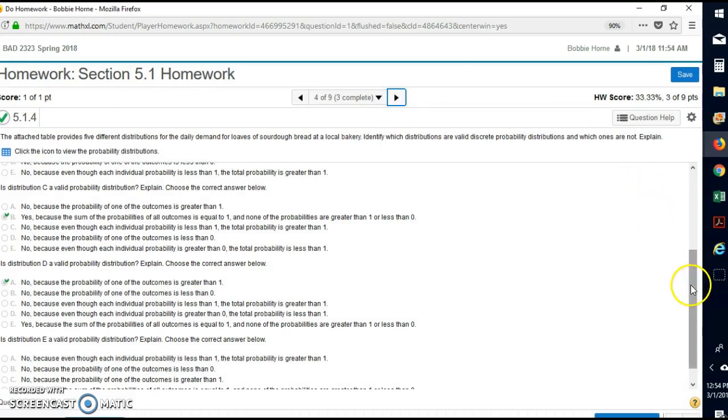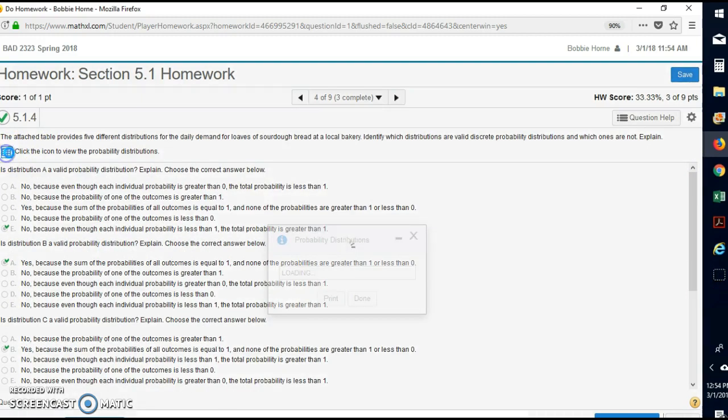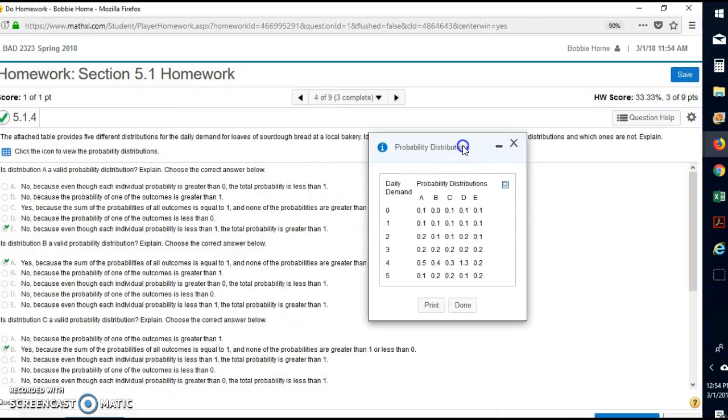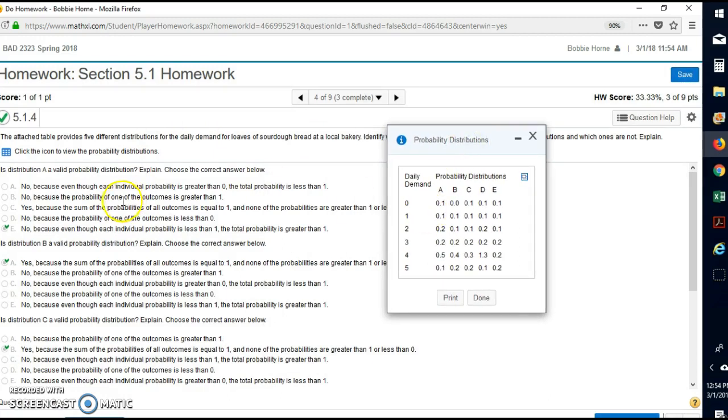Now, for question number 4, you're looking at this table, and you're trying to figure out, is it a valid probability distribution? So is distribution A a valid probability distribution? Well, first of all, is each probability greater than 0 but less than 1? Yes. Now, if you add these up, do they add up to be 1? Well, that's 2, 4, 6, 11, 12. That would be 1.2. So no, because even though each individual probability is less than 1, the total probability is greater than 1.